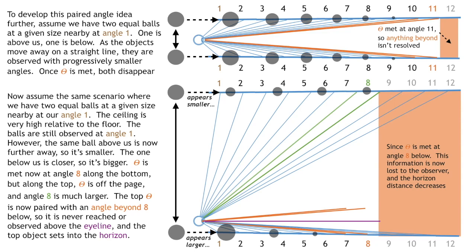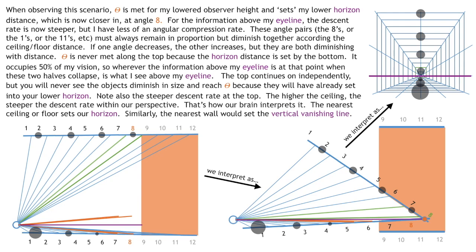So again, in this orange rectangle we have here, since theta is met at angle 8 below, this information is now lost to the observer, anything within that orange rectangle, and the horizon distance essentially decreases at that point. But again, you will still observe the ball set into the lower horizon. But we'll see this here in a diagram. So when observing this scenario, theta is met for my lowered observer height and sets my lower horizon limit, or my lower horizon distance, which is now closer in at that angle 8.